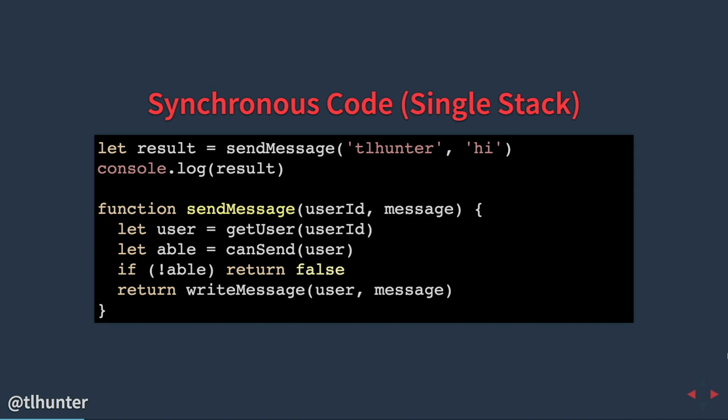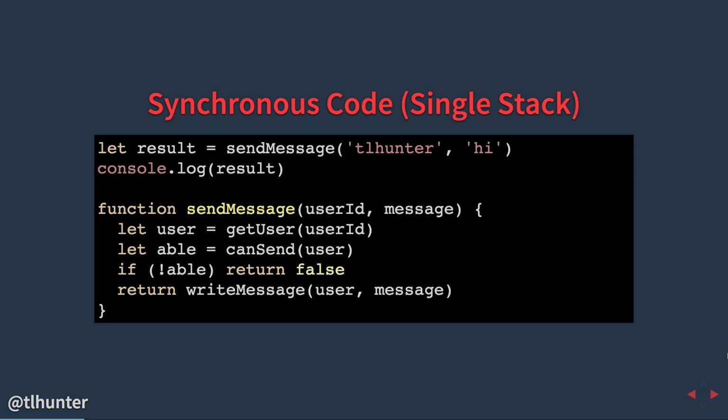Within the function, we call a few other functions as well. We accept the user ID and pass that into the getUser function, which is itself also a synchronous function. Synchronous, of course, meaning that this code executes in the same stack. Code executes sequentially. We're not running any other code intermingled with this code.